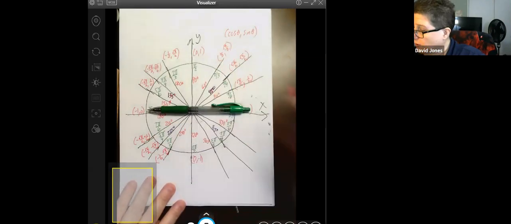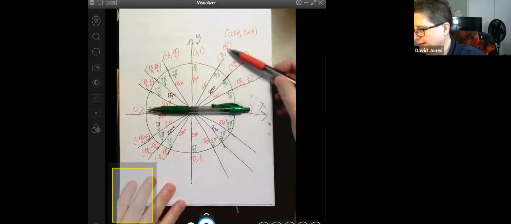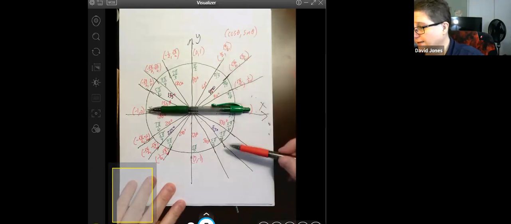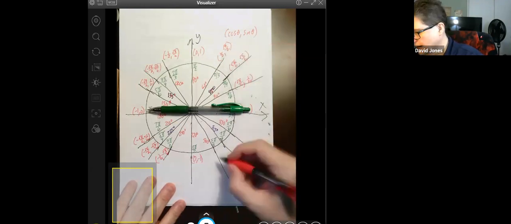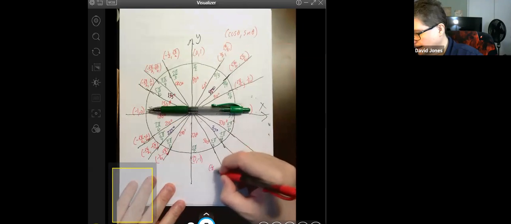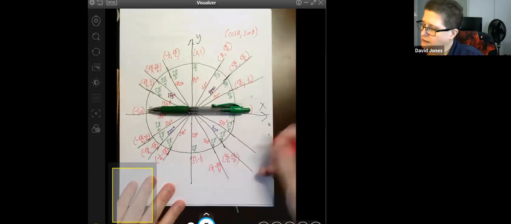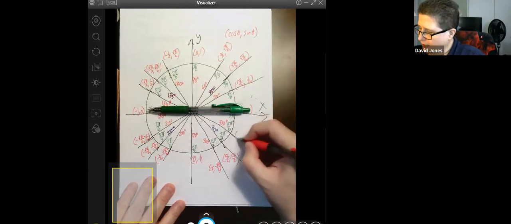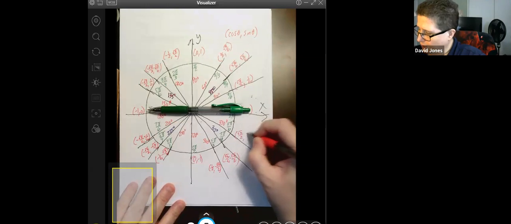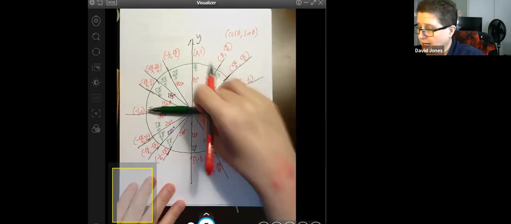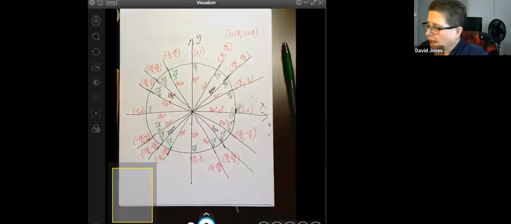Finally, down here, I reflect this one and treat the y as negative. So if this comes down, I've got 1/2, negative root 3 over 2, root 2 over 2, negative root 2 over 2, and finally root 3 over 2, negative 1/2. And I've completed the unit circle.